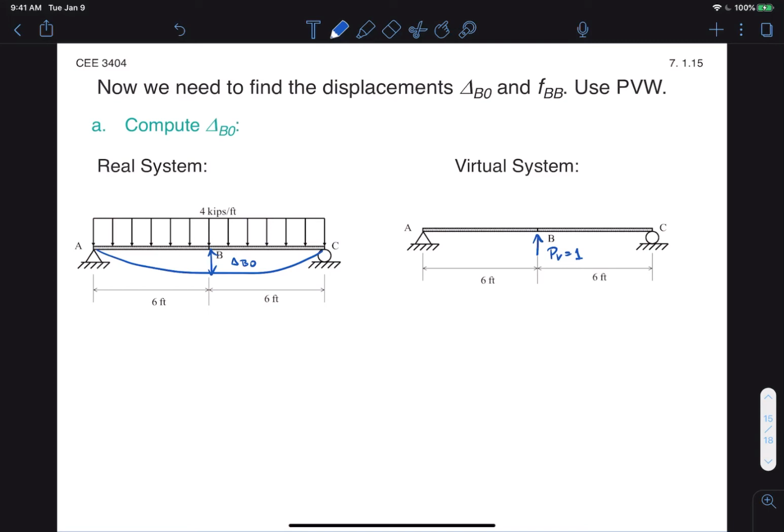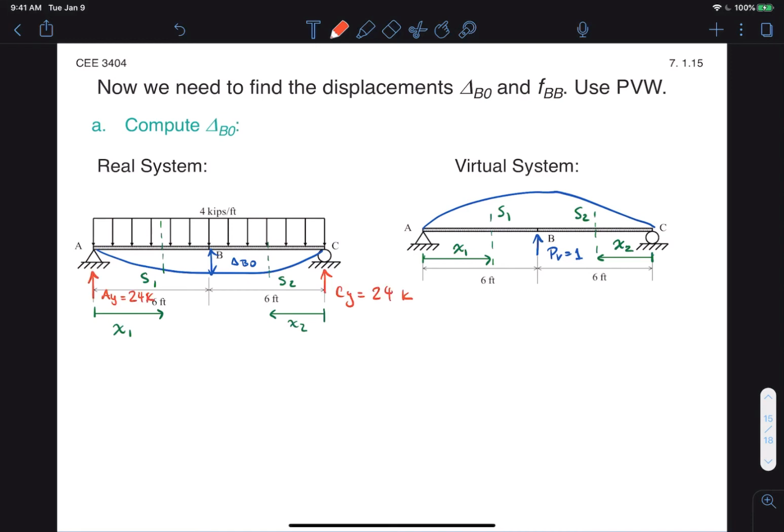So this virtual system will look like this, and because we have a discontinuous force, we need 2 sections. So I'll define a section 1 there with variable x. Actually, let's call that x1, and then I'll define another section S2 with variable x2. And therefore, I need to do the same thing on the real system. Okay, in order to use these sections, we'll need to solve for the reactions. So I'll go ahead and give those to you. So for the real system, they're equal to 24 kips, both of them. For the virtual system, they're equal to -1/2, each of them.